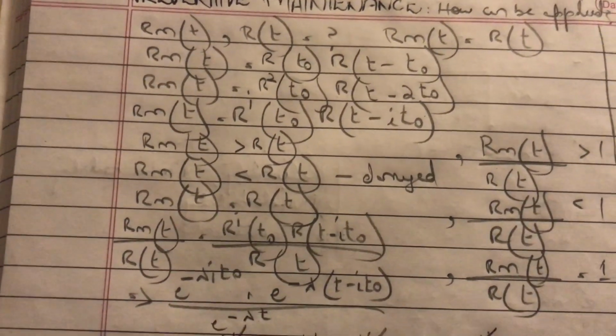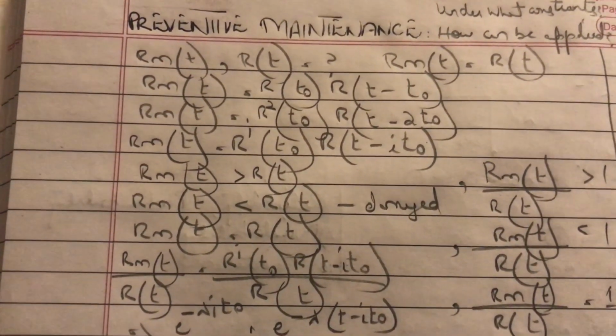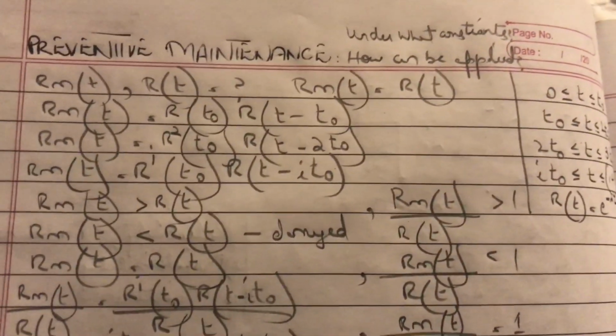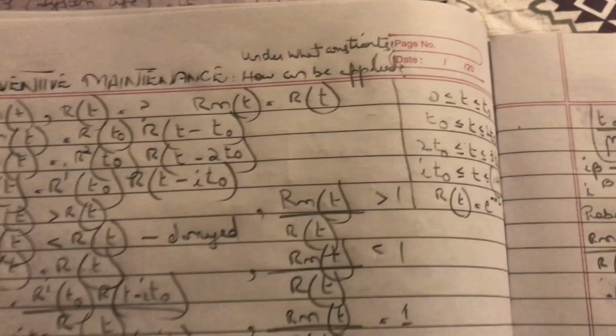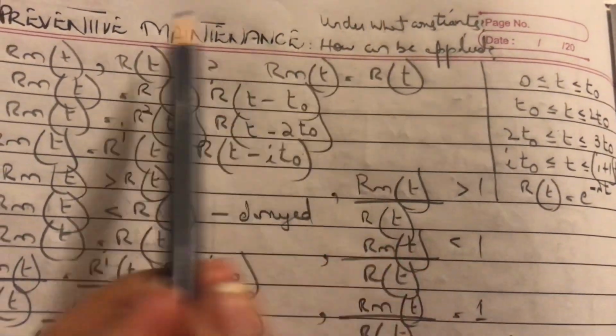In my last video, I told you about preventive maintenance, what preventive maintenance is. In this video, I am going to talk about under what constraints it can be applied. So how can this preventive maintenance be applied, and what are the constraints to apply it?